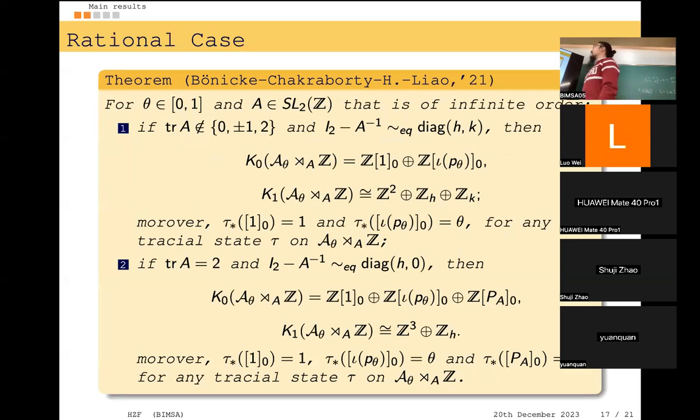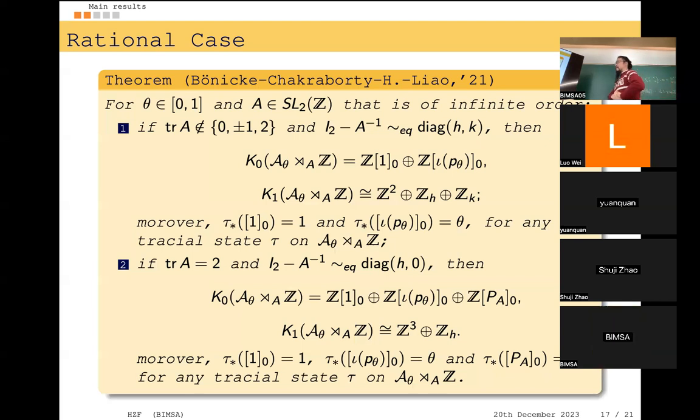Rational case. So after that result, it's better to say that we try to see what's happening for the rational case, and for this case we only have a partial result. Actually, for this case it's quite challenging. Because in general, for the rational case, the rotation algebra itself is already not simple. So we cannot get a readily accessible classification result. You see that a classification result is quite important in the proof I just mentioned. So I think that's the essential obstacle.